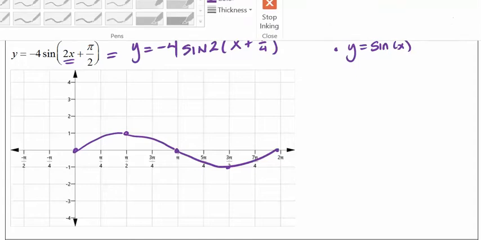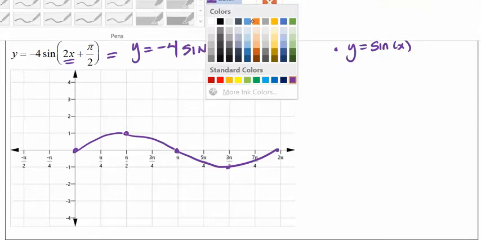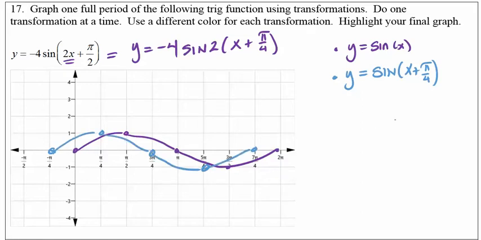Okay, I'm going to pick a different color now, and I'm going to go blue. So the next one on my graph is going to be y equals the sine of x plus pi over 4. So what that's going to do is give me a phase shift pi over 4 units to the left. So this one goes here, this one goes here, this one comes here, this one comes here, and finally this one comes here. So now I have this blue sinusoidal curve, pi over 4 to the left.